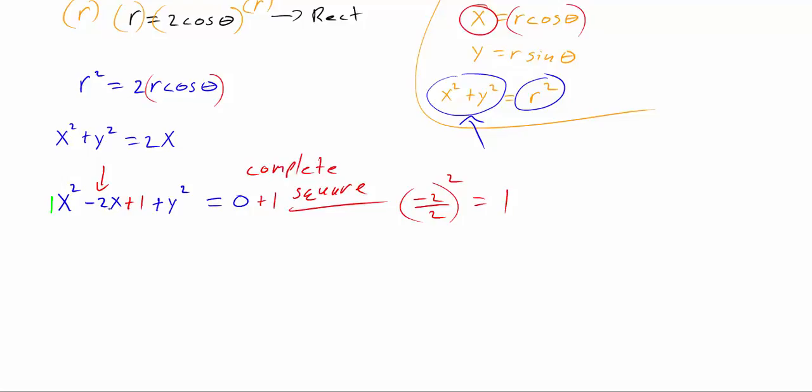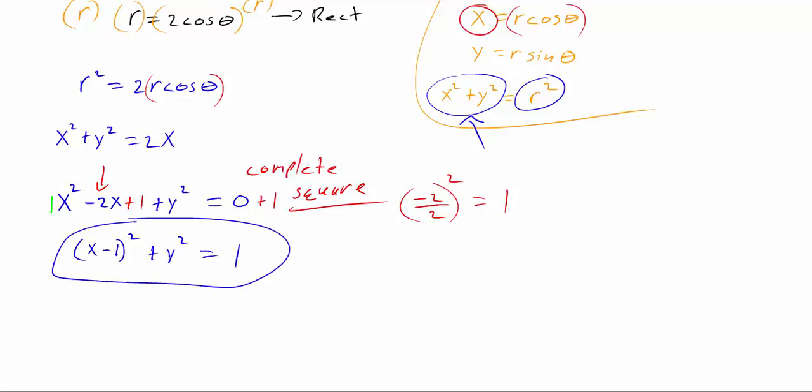So now we have x squared minus 2x plus 1, so that will factor to a perfect square of x minus 1 squared, and we bring down the y squared, and the equation is equal to 1. And what we'll notice here is we end up with a circle. This is the equation of a circle, if you recall, x minus 1 squared plus y squared. We have a circle where the center is at (1, 0), and we have a radius of 1.